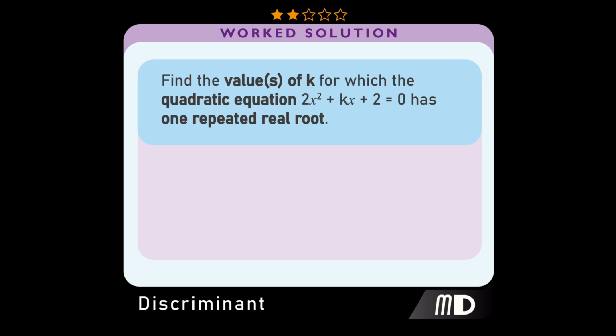Now, in this video, we're going to answer the following question. Find the value or values of k for which the quadratic equation 2x squared plus kx plus 2 equal to 0 has one repeated real root.